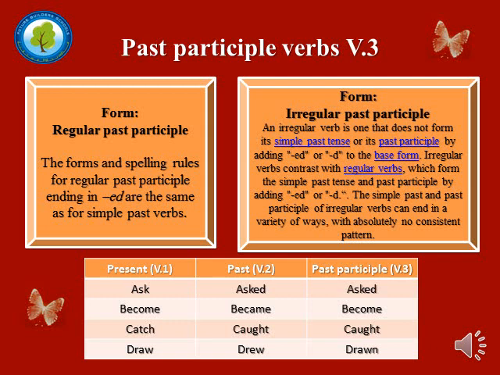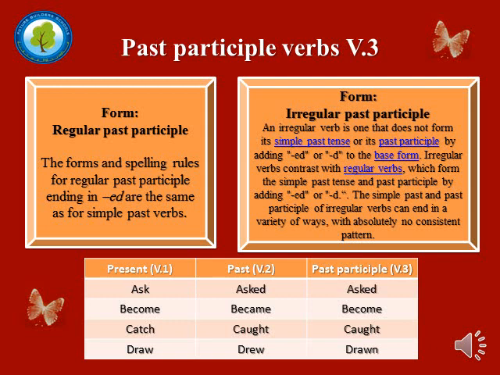So you have your irregular list, and you have to memorize it, whether it's verb 2 or verb 3 of the base form.